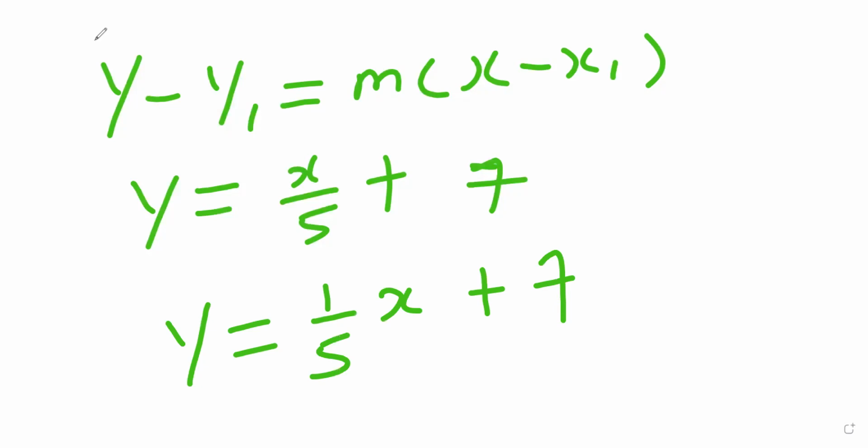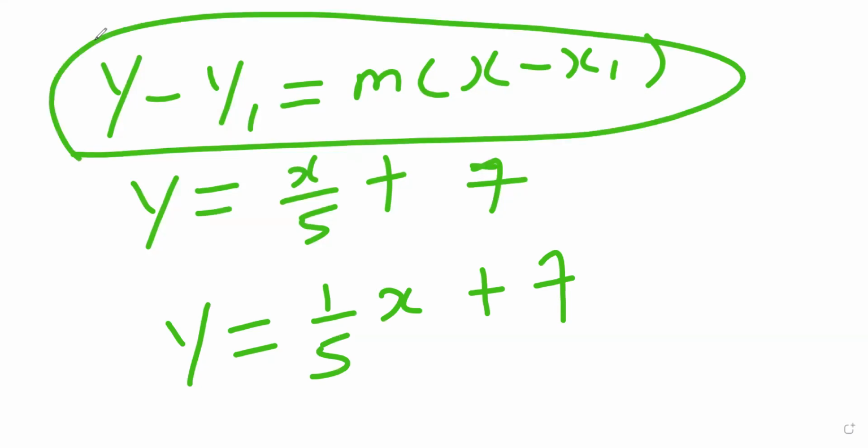We were given an equation of a line, we rearranged it into the y is equal to mx plus c form, and then we were given a point. We had to find the gradient and use this formula to find the equation of a line that is perpendicular to the original line.